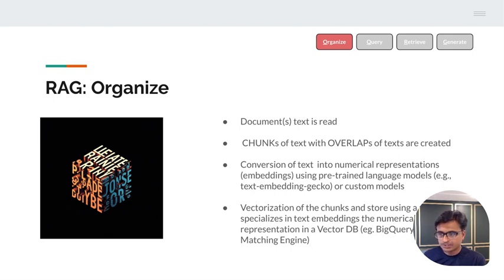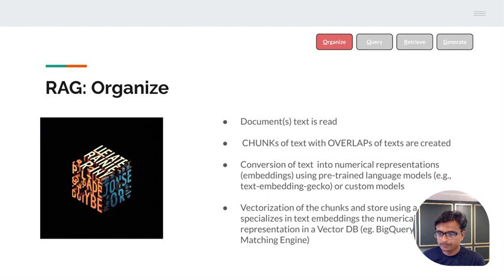Then the third step is to convert the text into numerical representations, also known as embeddings, using pre trained language models. The language models that you use here, a good example is text embedding Gecko model that's available on Vertex AI on Google Cloud, or you could use any other custom models.